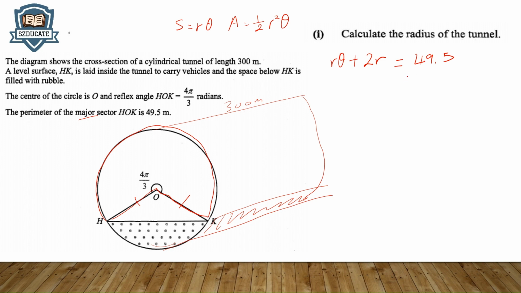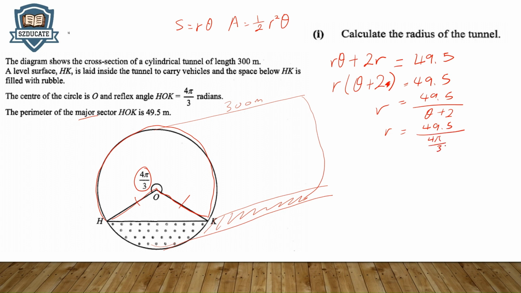If we manipulate this a bit to find r, on the left side we can take out r as a common factor. So r times theta plus 2 equals 49.5. So r equals 49.5 over theta plus 2. Theta is the angle. What's the angle here? 4 pi over 3. Sub in 4 pi over 3. Use your calculator: 4 pi over 3 plus 2.